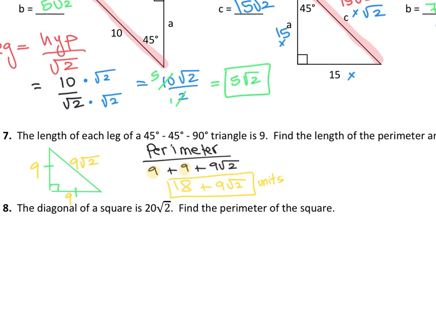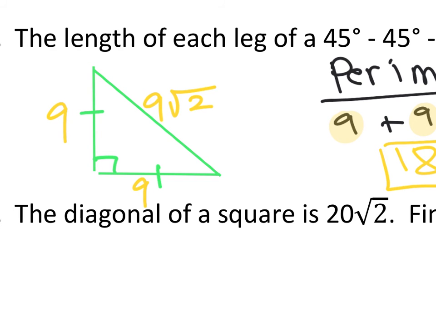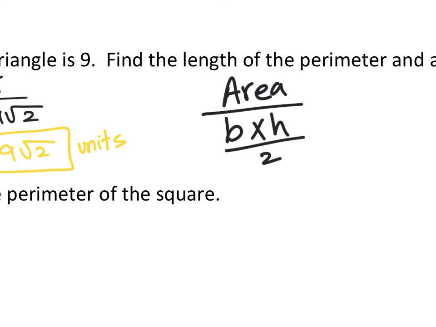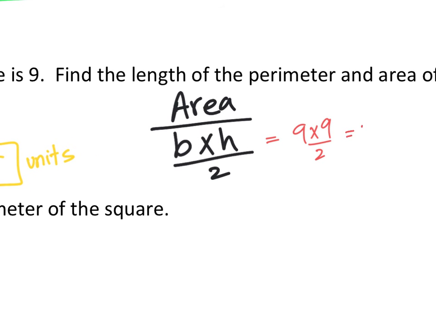Now to find the area of this triangle, you need to remember that the area of a triangle is base times height divided by 2. So the base and the height are the ones who are perpendicular to each other. They are the ones forming a 90-degree angle. So in this case, the base and the height are the two legs. So then 9 times 9 divided by 2. So that's 81 divided by 2, which is 40.5. And because it is area, it is going to be units squared.